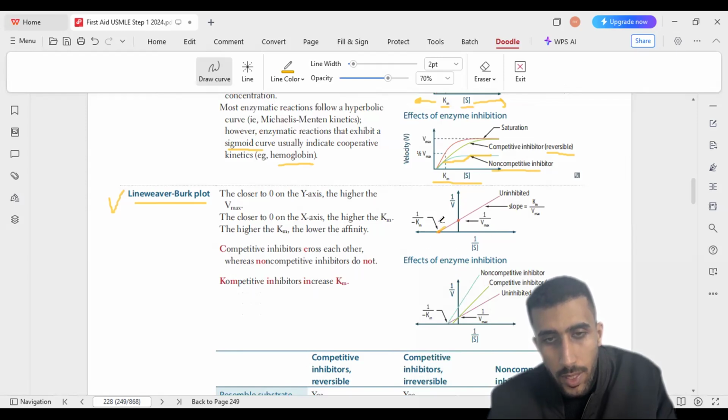So on the x-axis, the same with the x-axis. For this x-axis, the closer x is to 0, here you are closer to 0 compared to this, so you will have a higher Km. So the closer to 0 on the y-axis, you will have a higher Vmax, and the closer to 0 on the x-axis, you are going to get a higher Km.